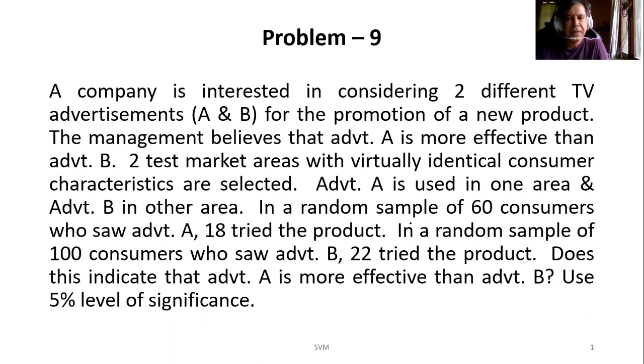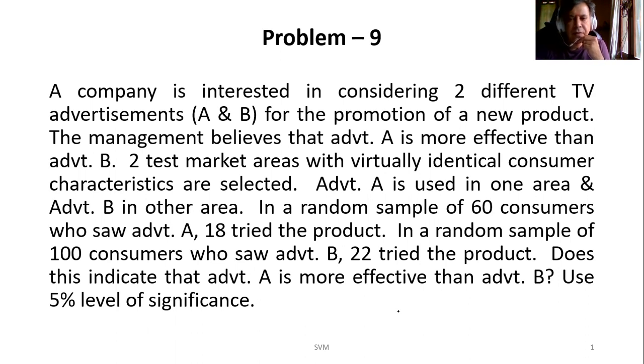In a random sample of 60 consumers who saw advertisement A, 18 tried the product. In a random sample of 100 consumers who saw advertisement B, 22 tried the product. Does this indicate that advertisement A is more effective than advertisement B? Use 5% level of significance.